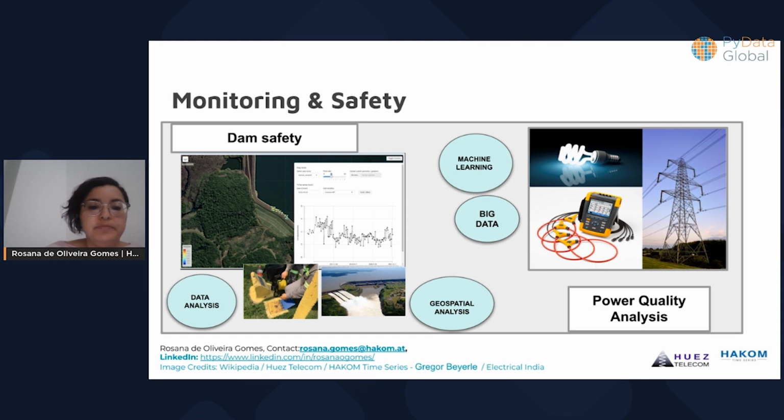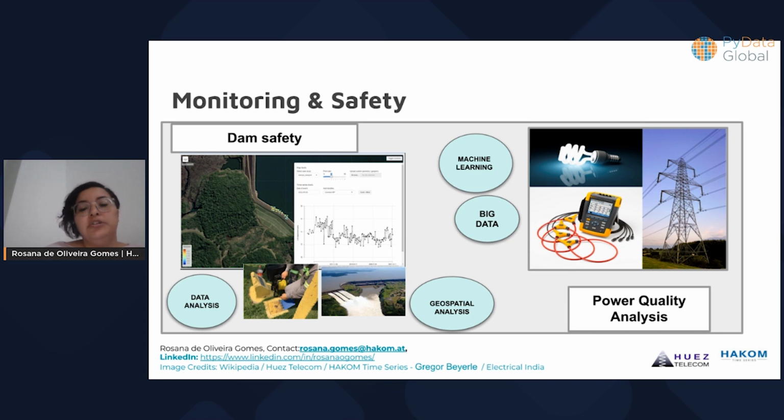Like this is, I think, in centimeters or nanometers, but it's just to have a notion if there is, for example, a very fast displacement that could indicate that the dam is about to break. And then this, of course, means that we have to evacuate the region and try our best to save people.